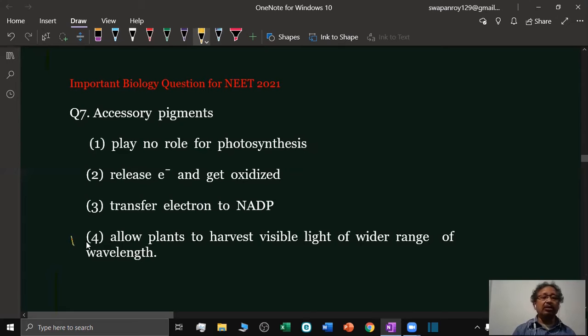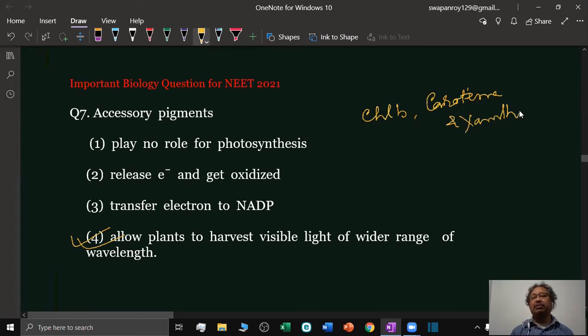This is correct. The accessory pigments are chlorophyll B, carotene and xanthophyll. Carotene and xanthophyll are accessory pigments, and they also protect chlorophyll A from photooxidation damage.